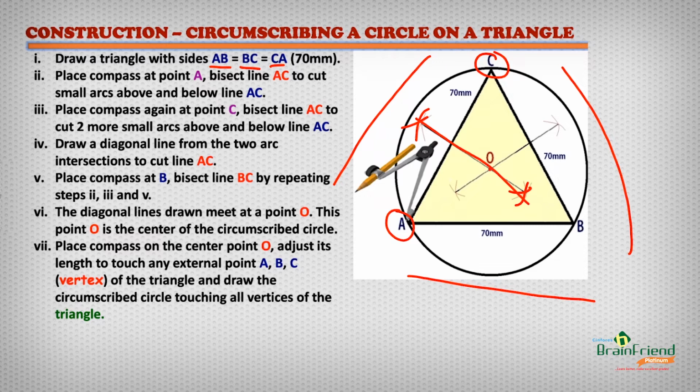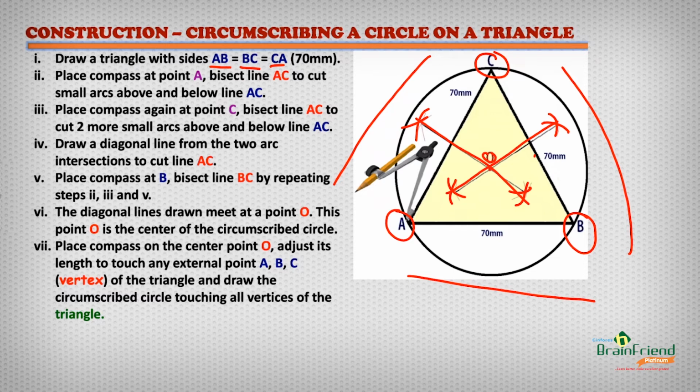Next, place compass at point B. Bisect line BC by repeating steps 2, 3, and 4 above. That is cutting arcs up and down. Then draw a diagonal line to pass through line BC through the center. Next, the diagonal lines drawn meet at a point O. This point O is the center of the circumscribed circle.